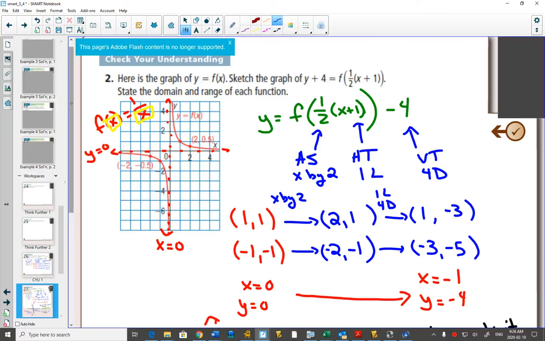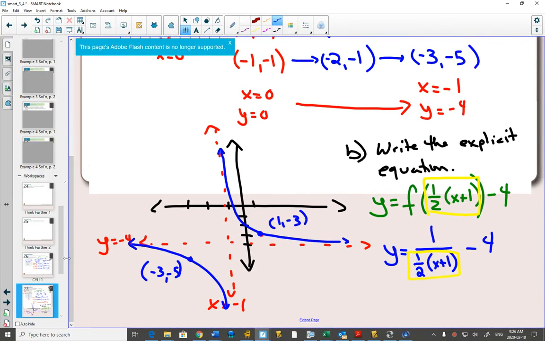You could have had this same question without the graph and just the explicit equation. If you got this equation in blue, you would have to recognize it's a 1 over x graph and draw the 1 over x graph on your own. Where the asymptotes are, what are the important points? Then you'd have to recognize that where the x was originally, you have a 1/2 and an x plus 1. So this is all inside the function.